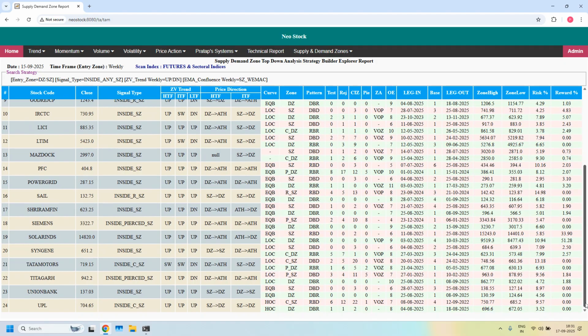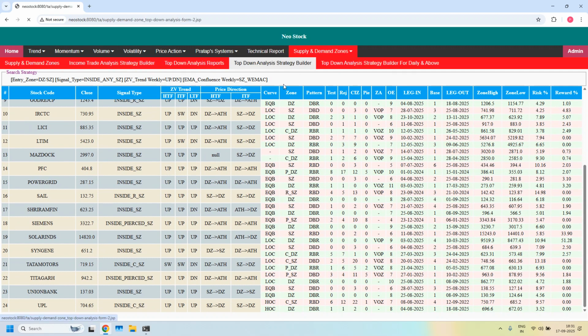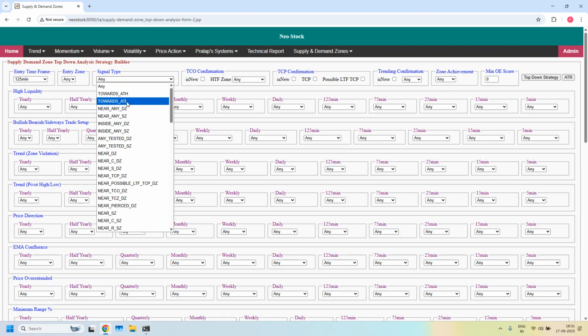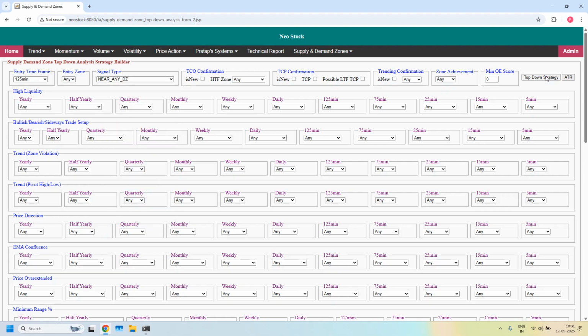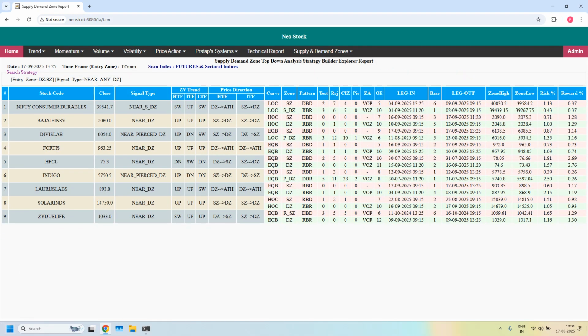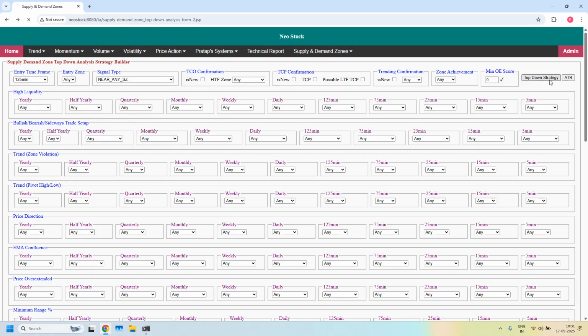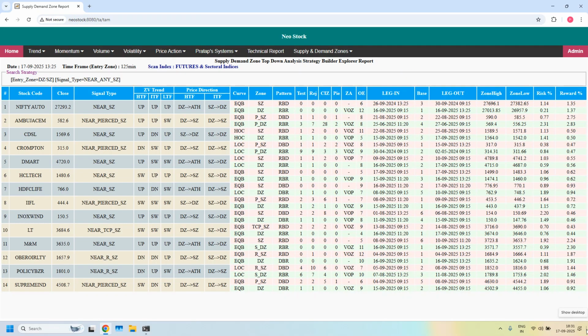Next time frame daily we already generated in the beginning of the report. So the next time frame is 125 minutes. Stocks near the 125 minutes demand zone, we got 9 stocks. Next, stocks near the 125 minute supply zone, we got 14 stocks.